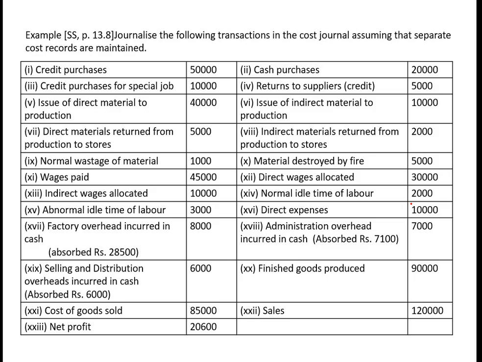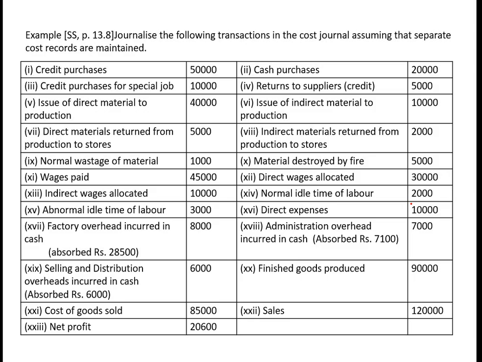Credit purchases for special job. Number two is cash purchases. Number four is return to suppliers on credit basis. Issue of direct material to production. Number five, number six, issue of indirect material to production. Number seven, direct material returned from production to store. Indirect material returned from production to store. So this question is like this way.